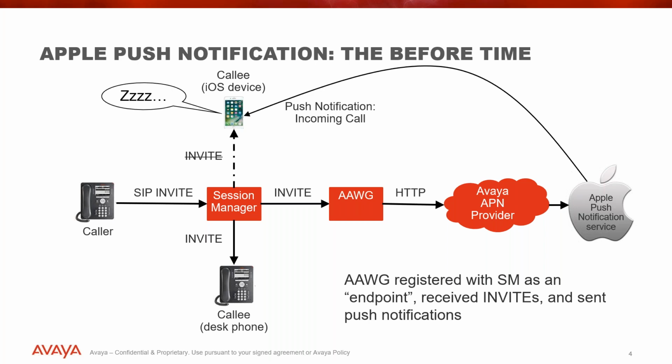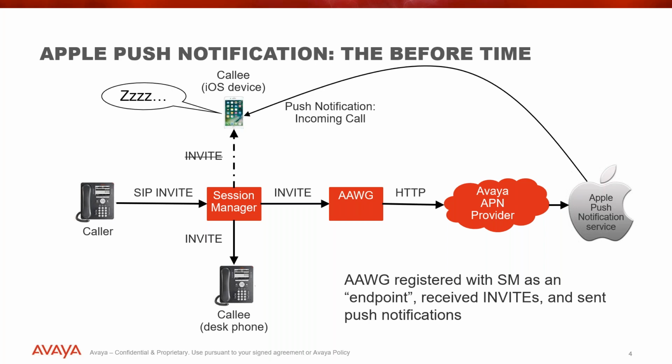So this is what it used to look like before. You've got your caller sending a SIP invite to the Session Manager, and the Session Manager is going to proxy that invite to all of the user's devices. So a desk phone, for example, an iOS device. But as I mentioned, the iOS device is going to go to sleep fairly quickly. I believe it's within 3 minutes because of this restriction that you can't have a permanent connection up to preserve battery life. So the iOS device is not going to receive the invite.